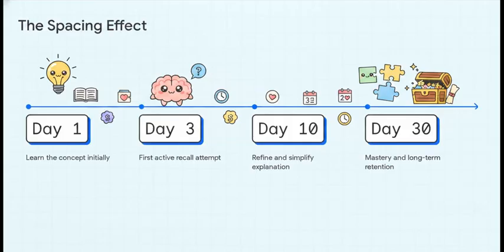But wait, to truly master a concept, it's not a one-and-done kind of deal. The spacing effect, which was actually first identified by Hermann Ebbinghaus way back in 1885, shows us that learning is vastly more effective when study sessions are spaced out. By running through these Feynman cycles at increasing intervals, like day 1, day 3, day 10, and day 30, you are literally hardwiring that information deep into your long-term memory.